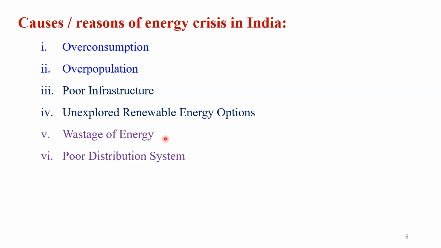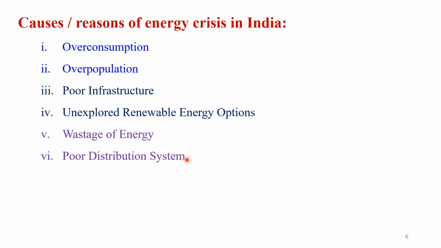So, therefore, the careless behavior of human beings, especially in India, gives rise to this type of condition. Next one is poor infrastructure. Yes, student, this is also very important.